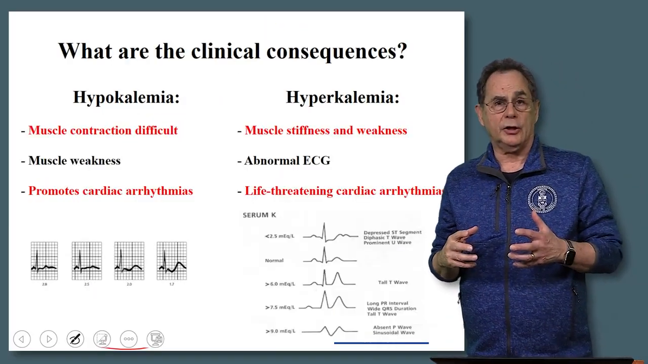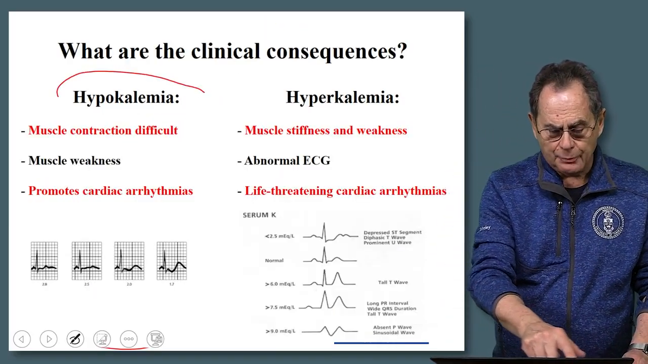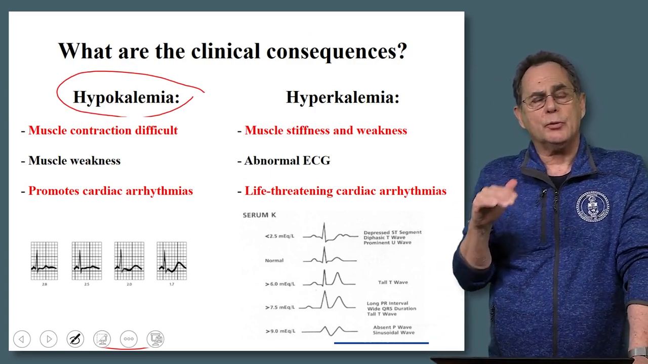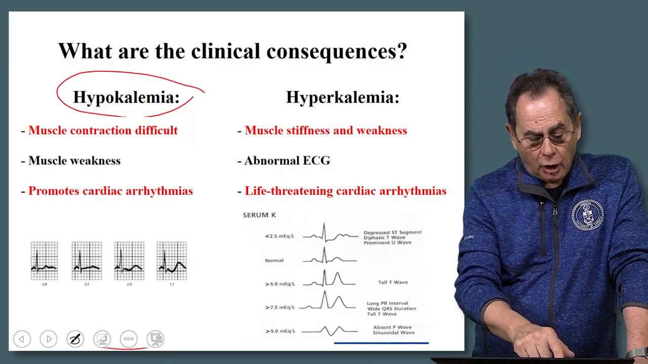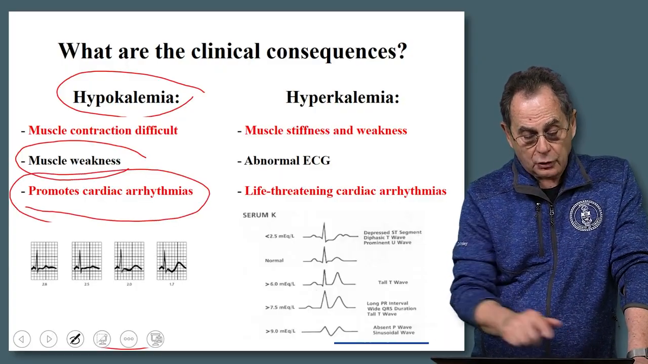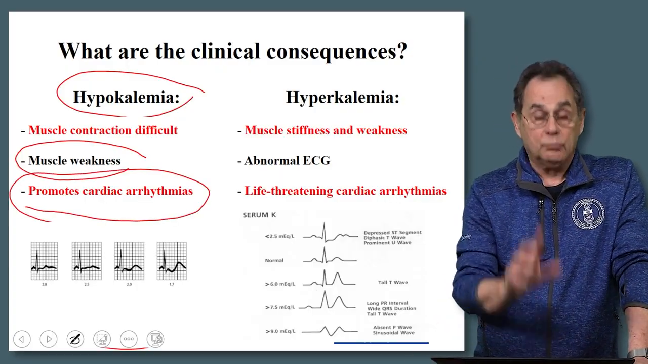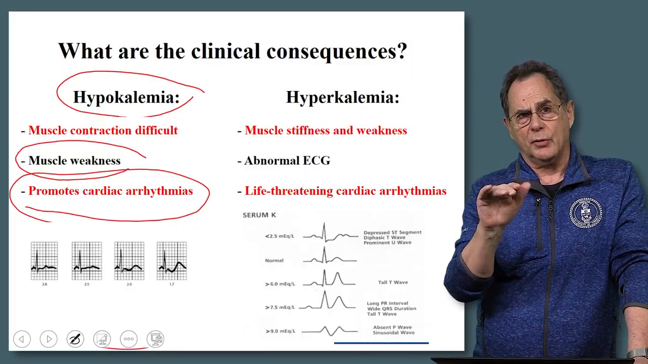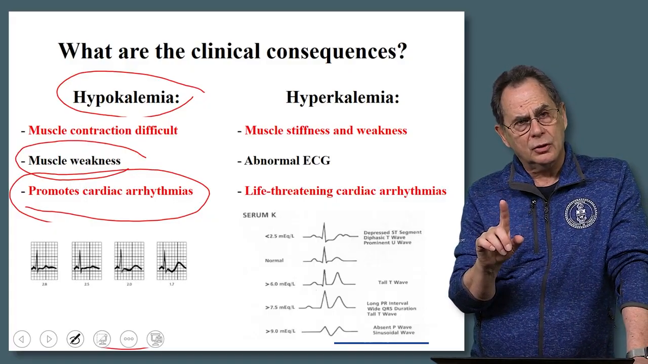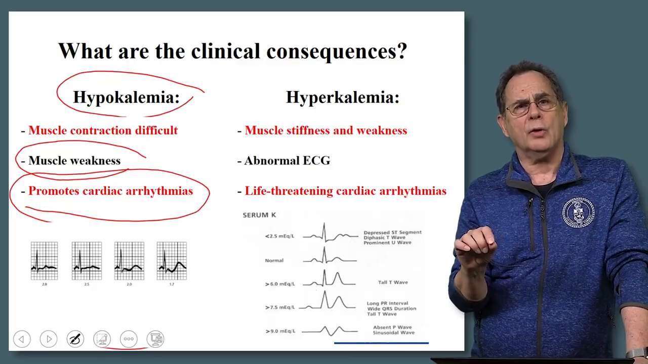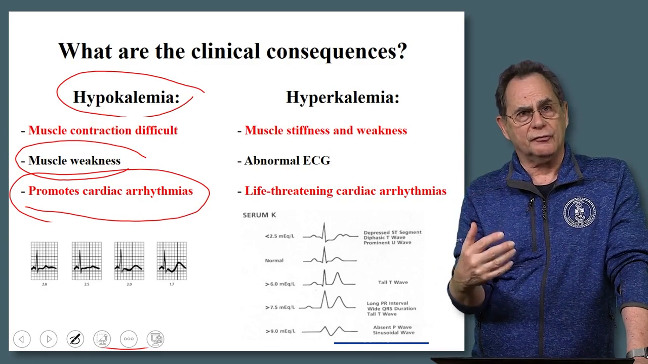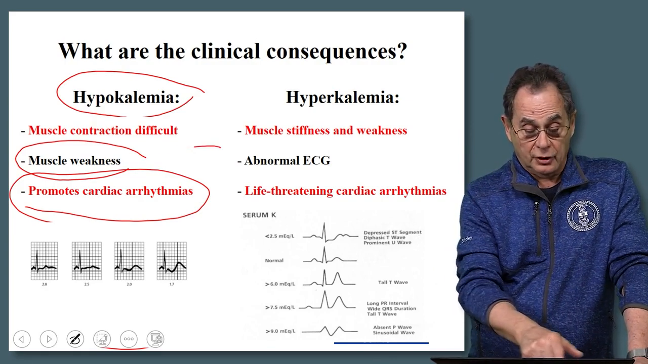Now, what are the clinical consequences? So let's look at hypokalemia on the left side. In hypokalemia, remember the cell is hyperpolarized, and look at the consequence: muscle weakness. It also promotes cardiac arrhythmias. Remember, our young patient presenting to the emergency department had a very low potassium concentration. What would that potassium concentration have done? Well, it would have hyperpolarized the cell and made it more difficult to generate an action potential, more difficult to contract, and contribute to the symptom of weakness.